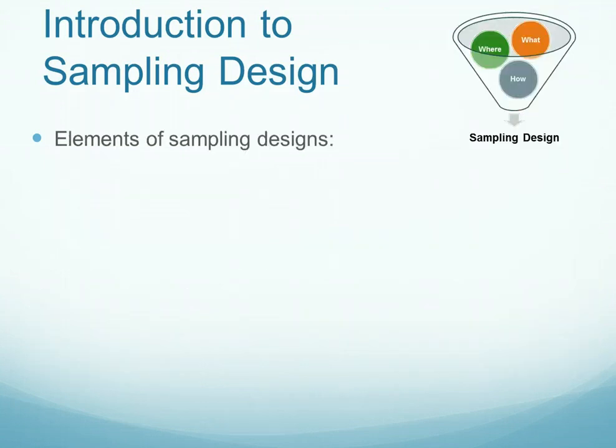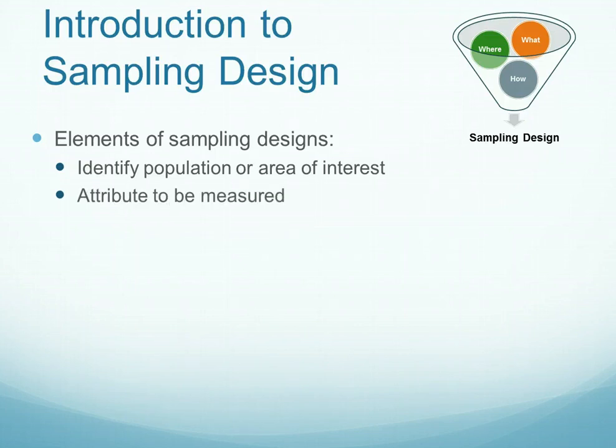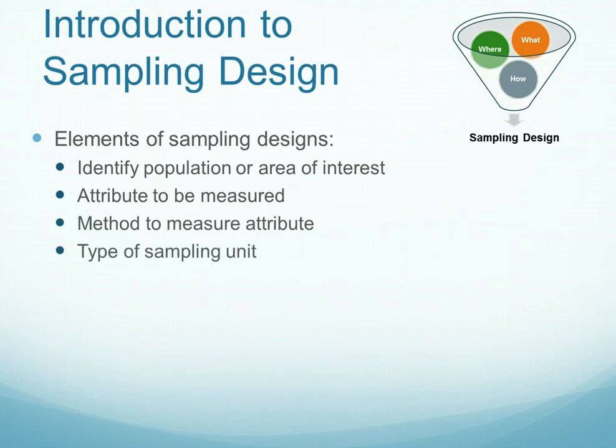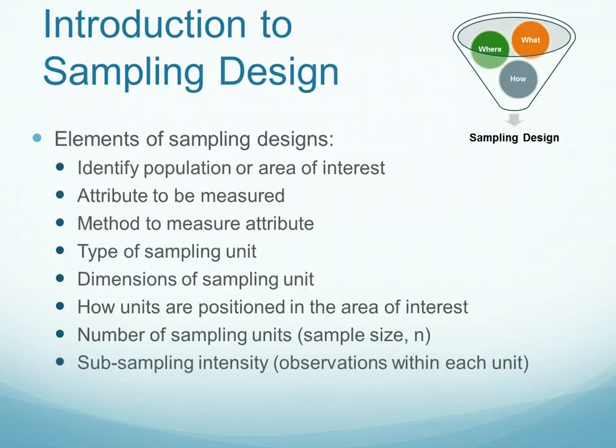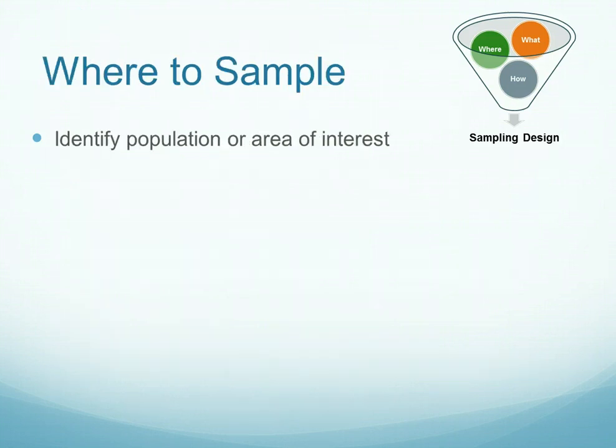So what are the elements of sampling designs? We need to identify very clearly the population of interest, the attribute to be measured, and the method that we use to measure that attribute. We have to select the type of sampling unit and clearly specify the dimensions of the sampling units. How we position these sampling units in the landscape is very important, as is the sample size or number of sampling units and the subsampling intensity or the number of observations within each unit.